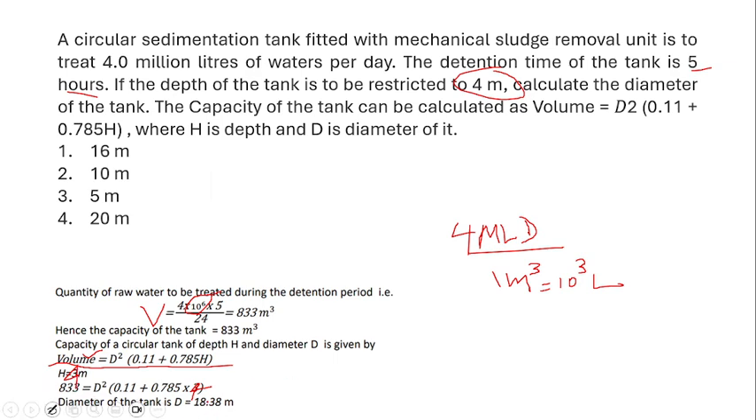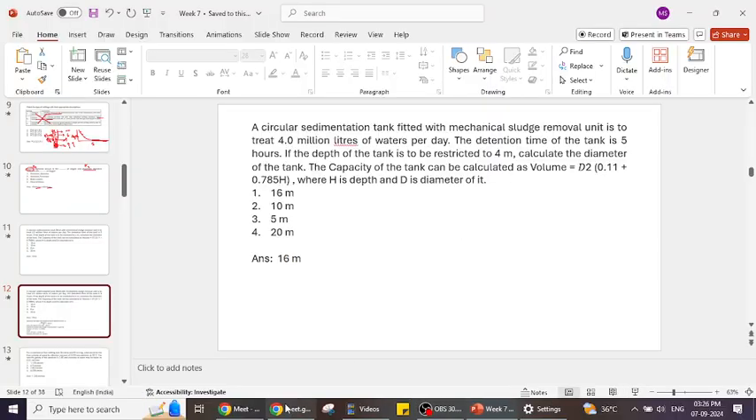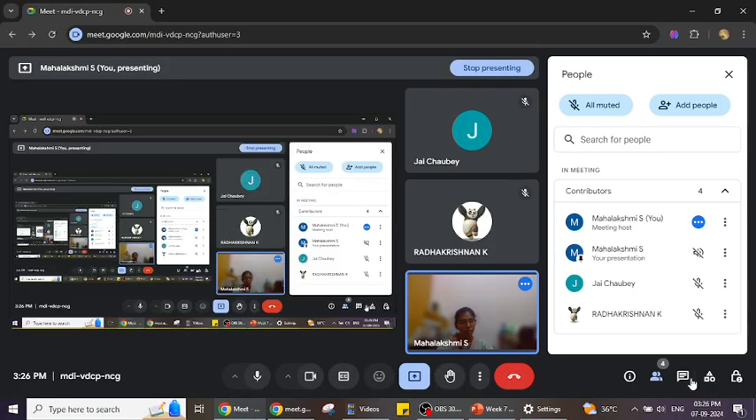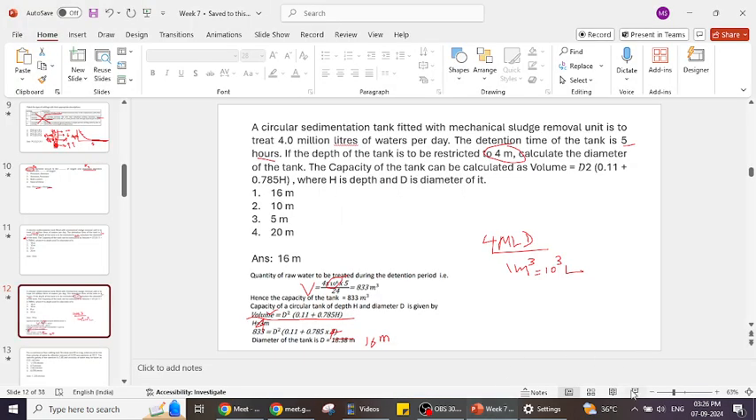If you solve this one, for 3 meter the answer is 18.38. We have seen this in the tutorial problem of last week. For 4 meter the answer is 16 meter. Okay, I hope you understand this problem. Do you have any doubt?